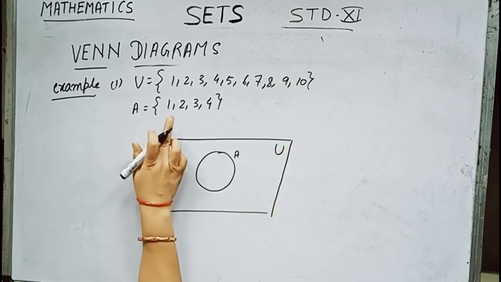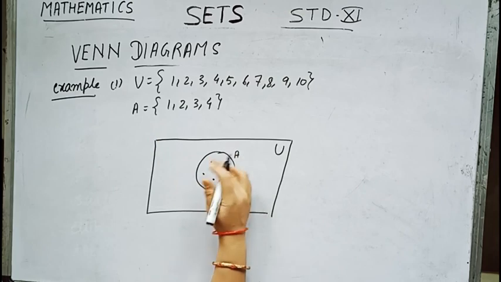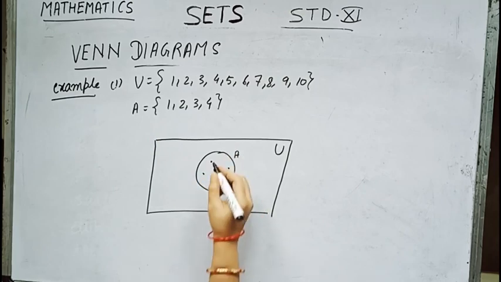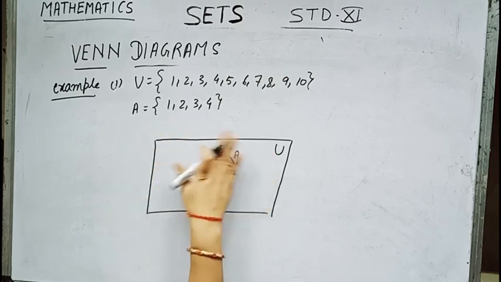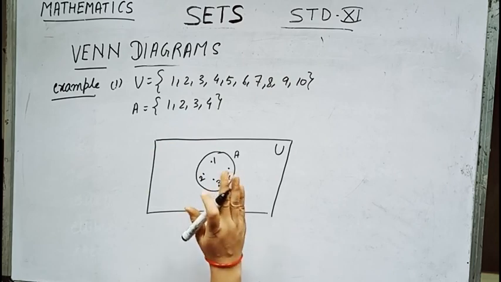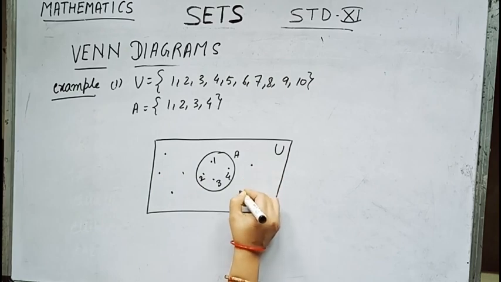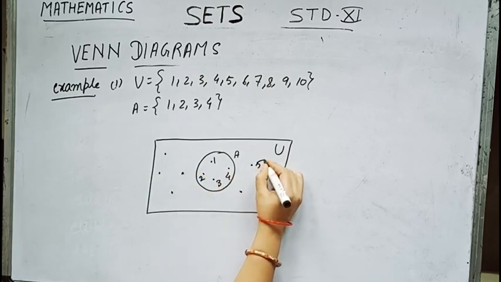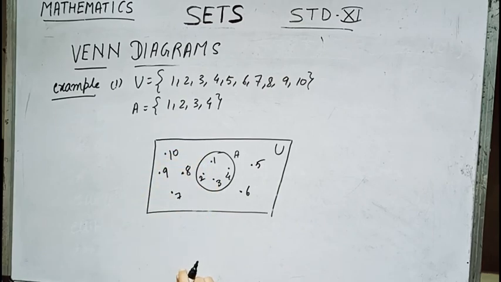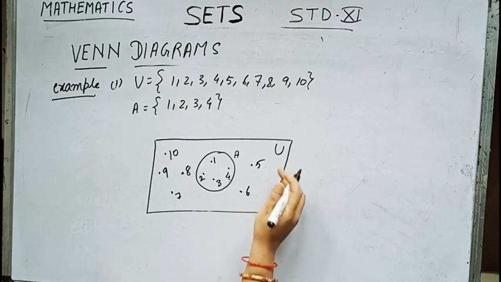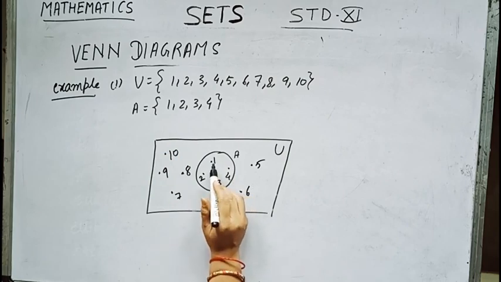Now set A contains the elements 1, 2, 3, 4. So let us make 4 dots somewhere in the circle in between. So let us name over here 1, 2, 3, 4. Now here the universal set contains 1, 2, 3, 4 up to 10. So over here let us mark 6 more dots and name them 5, 6, 7, 8, 9 and 10. So I think children you understand. Over here the universal set contains all the elements from 1 to 10 and the set A contains the elements 1, 2, 3, 4.